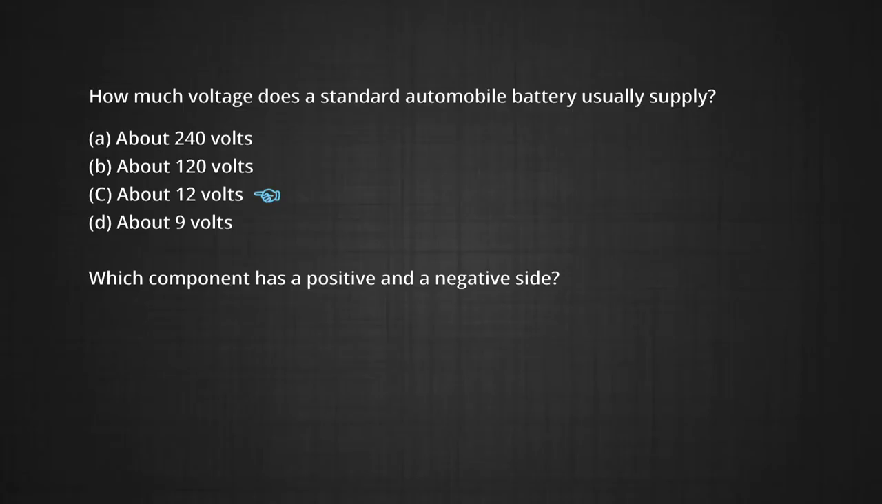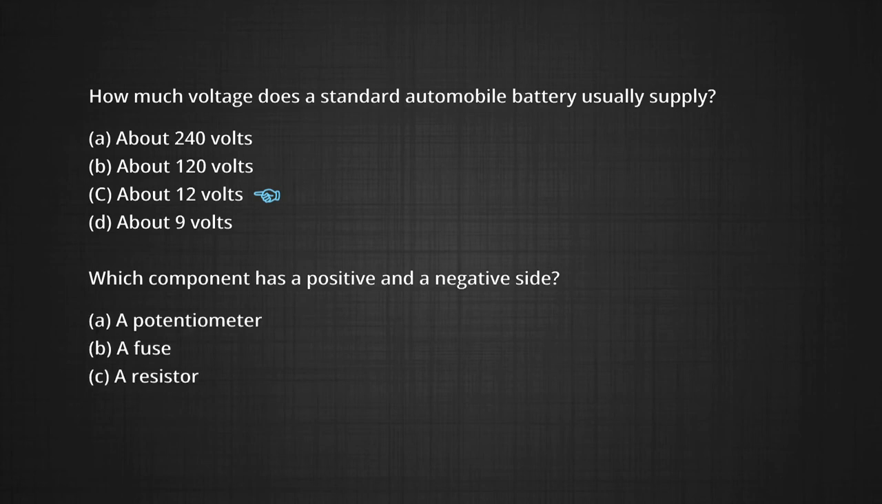Next, we can share one more here. Can you guess which component has a positive and negative side? We are using, say, a potentiometer, fuse, or a resistor and a battery. Quick, you have to answer. So, it is the battery, right.